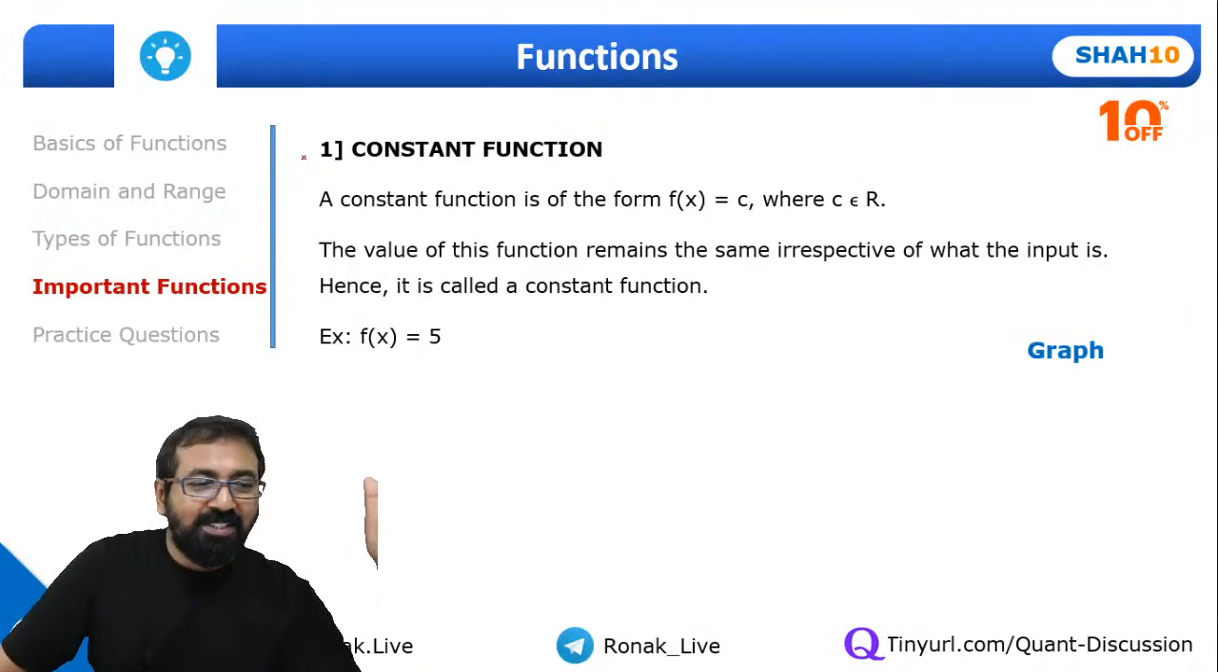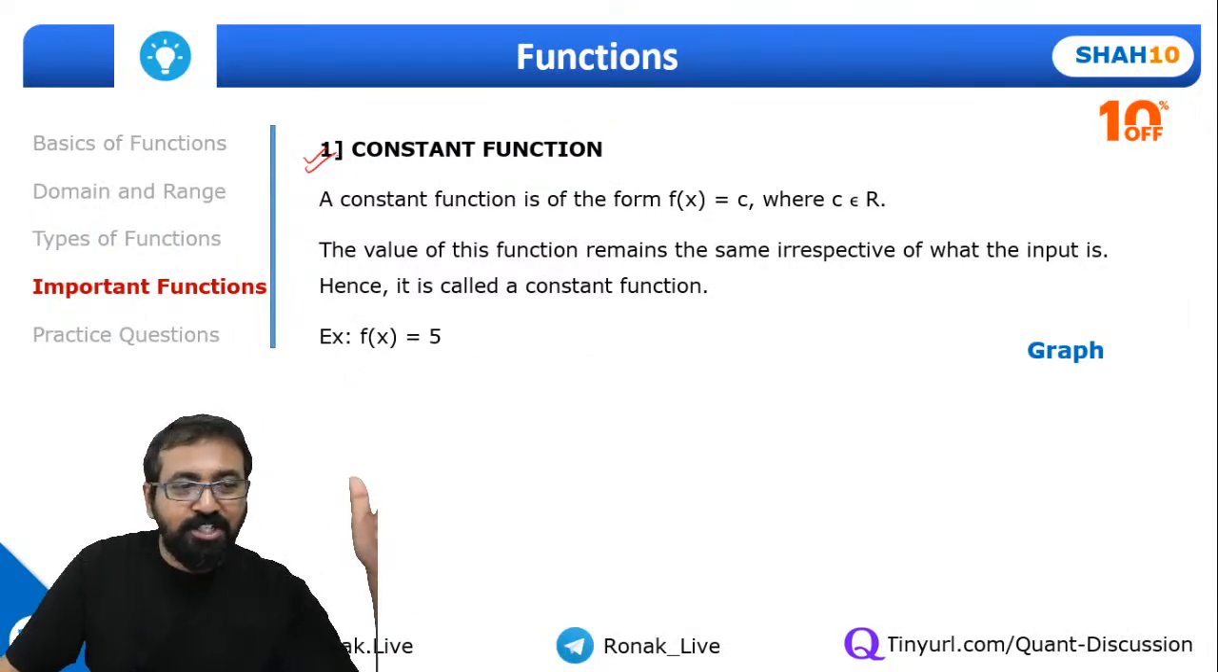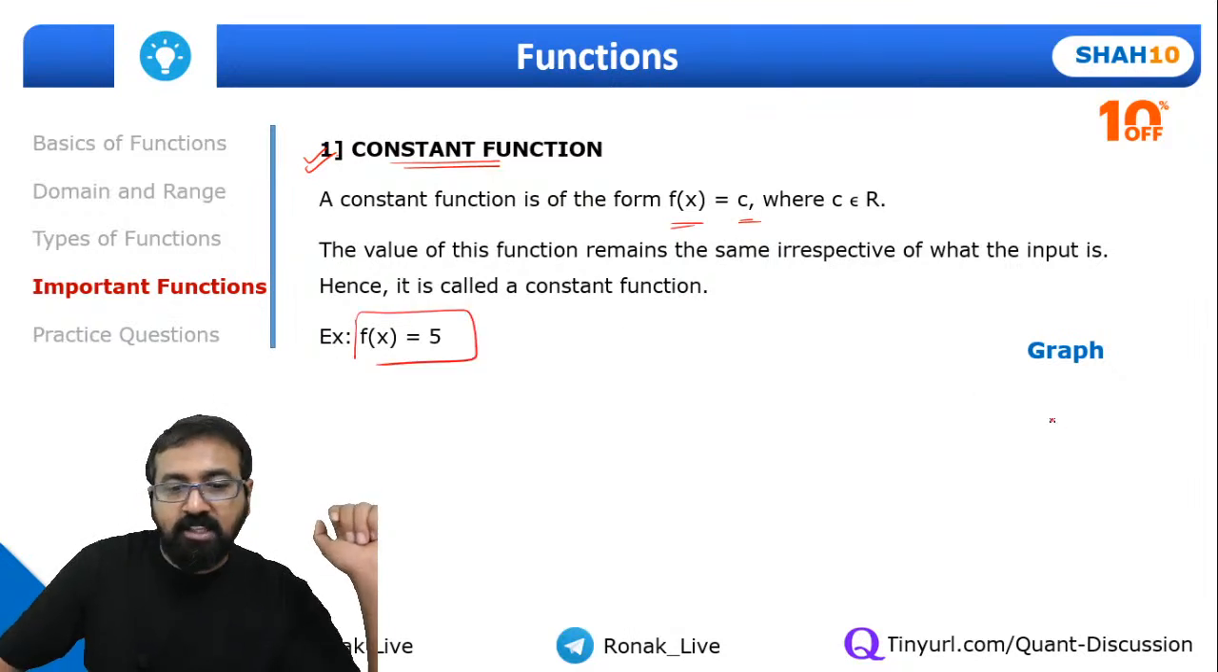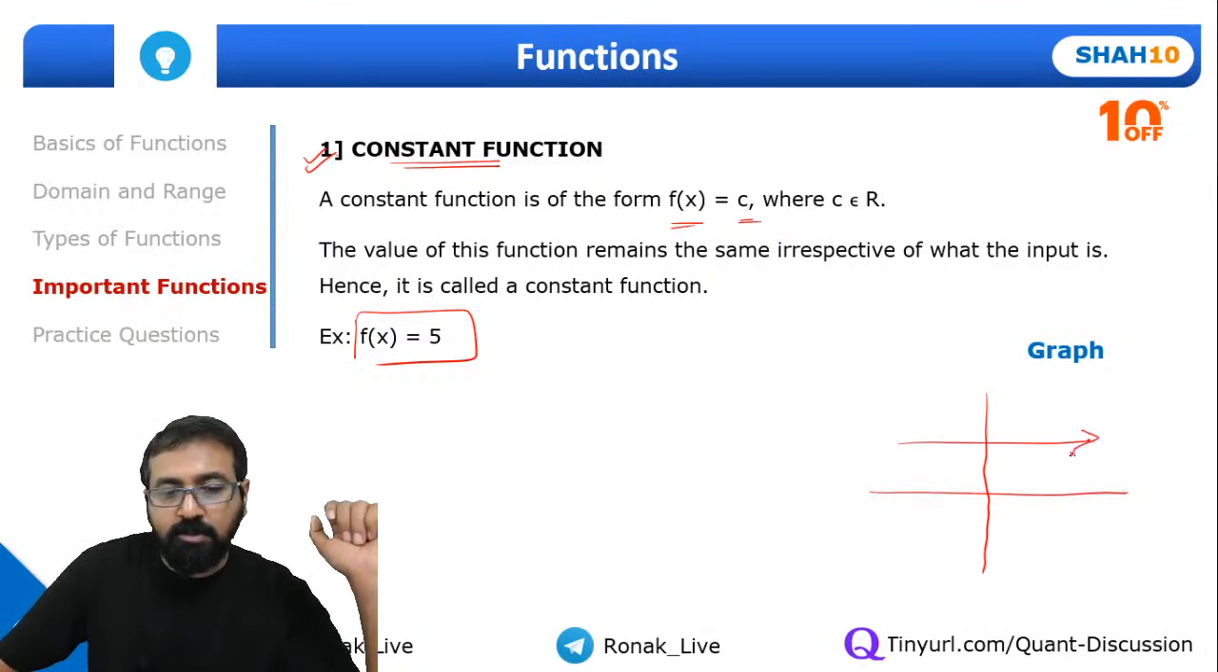Okay, now we need to understand some more important functions. There is something called a constant function. A function of the form f of x equal to a constant value is called a constant function, as the name suggests, for example f of x equal to 5. Now guys, look at the graph of this constant function. It will be something like this. It is not dependent on x.